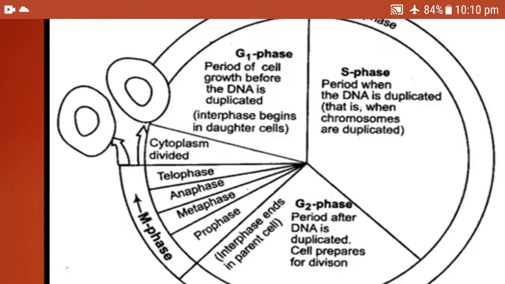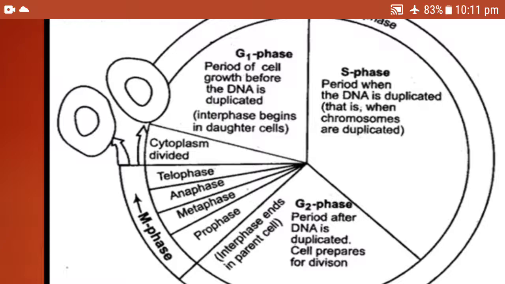The S phase is the actual phase where DNA synthesis takes place. That is, the duplication of chromosomes takes place in the S phase. Then what is the G2 phase? The G2 phase is the phase between the end of DNA replication and the beginning of mitosis. That is, after DNA replication and before mitosis is called the G2 phase.